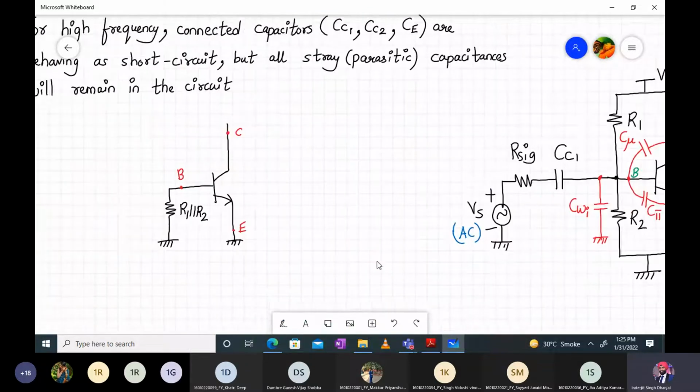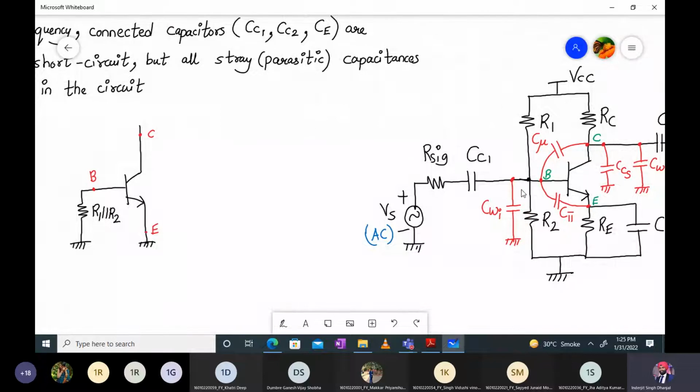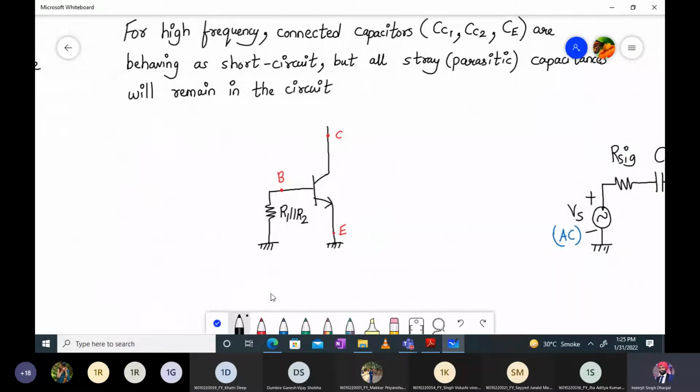Then next we have C mu and C pi. We have C mu connected between the base and the collector, and C pi connected between the emitter and base. The emitter is grounded in the equivalent circuit, and between the base and the ground we have CWI, right? And then CC1 is short circuited. RSig is to be considered. So what we have over here is C pi. I have to draw the C pi value over here. Okay, this is in parallel.